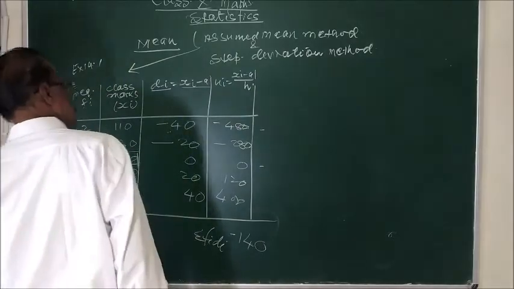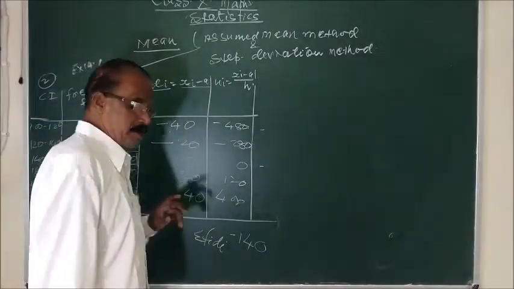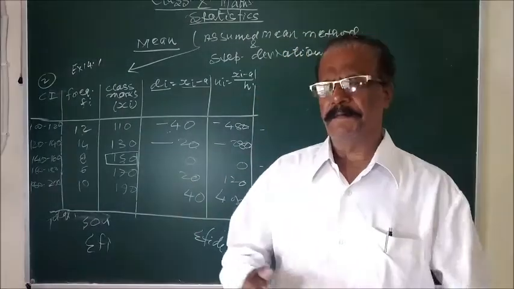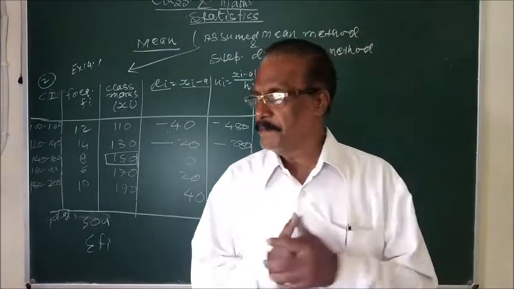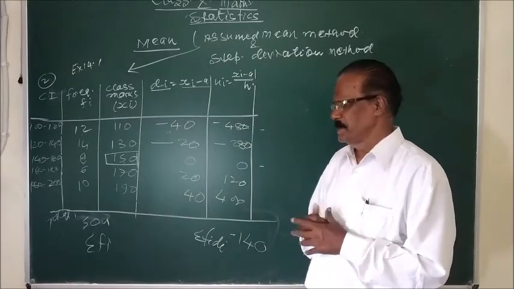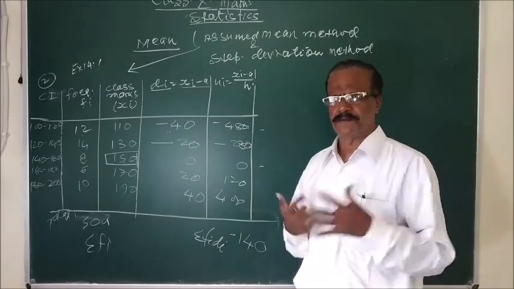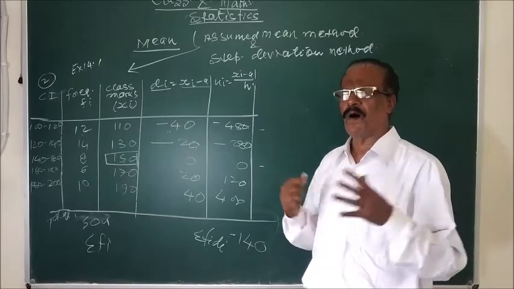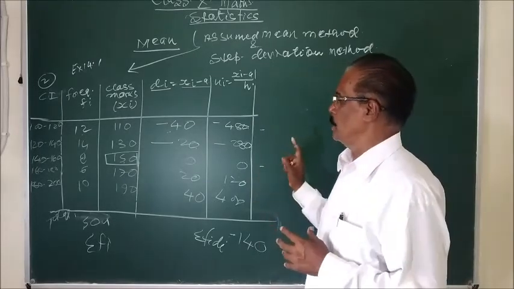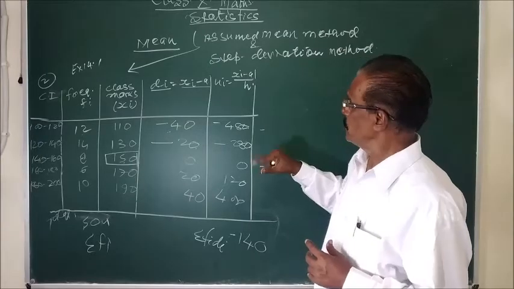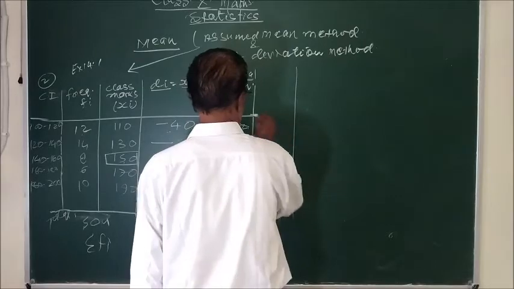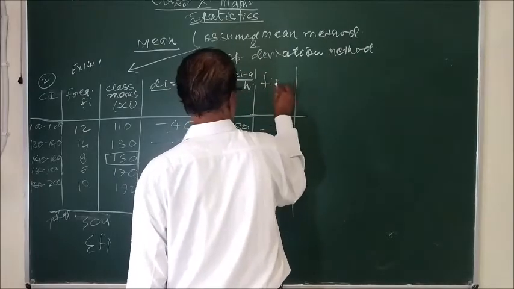So what is h? h is the class size of the class interval, the difference between upper limit and lower limit. That is called the class size of the class. This class size is generally equal, but it is not necessary. If unequal, you will find the mean by step deviation also. And the last column will be fi ui.